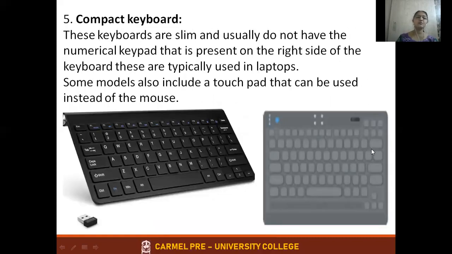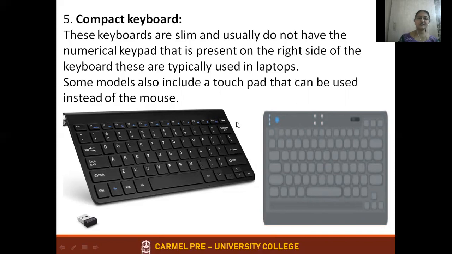The last type of keyboard available is the compact keyboard. These keyboards are slim and usually do not have the numerical keypad that is present on the right side of the keyboard. These are typically used in laptops. In certain compact laptops, tabs and notebooks where size is a constraint, the numerical keypad won't be available. You have number keys as usual on top with the symbols. So the arrow keys and numerical keys are cut short.